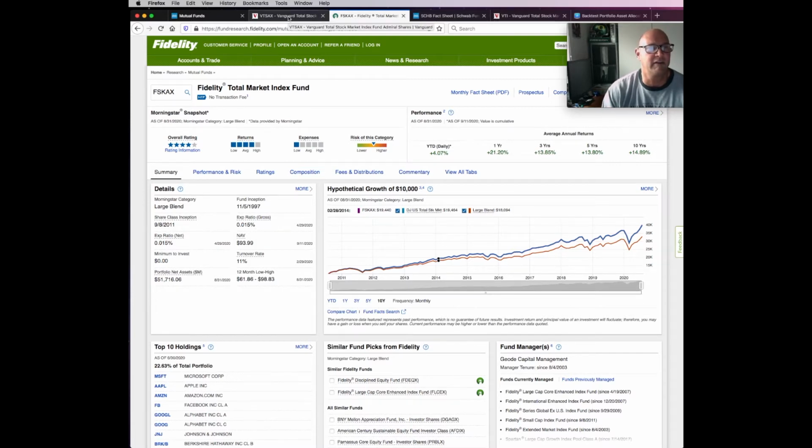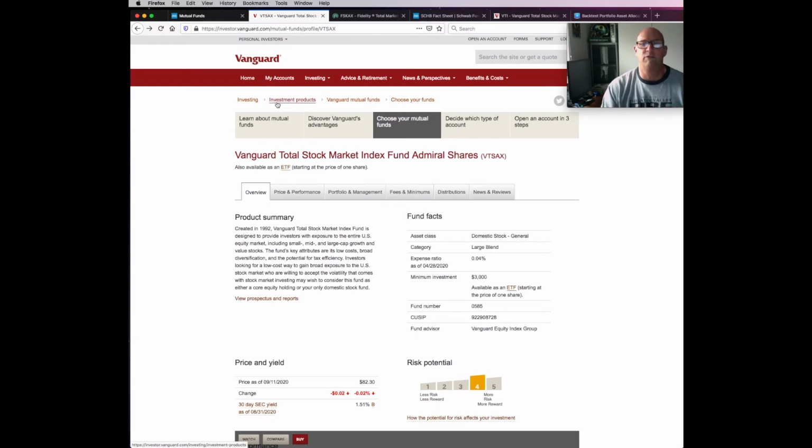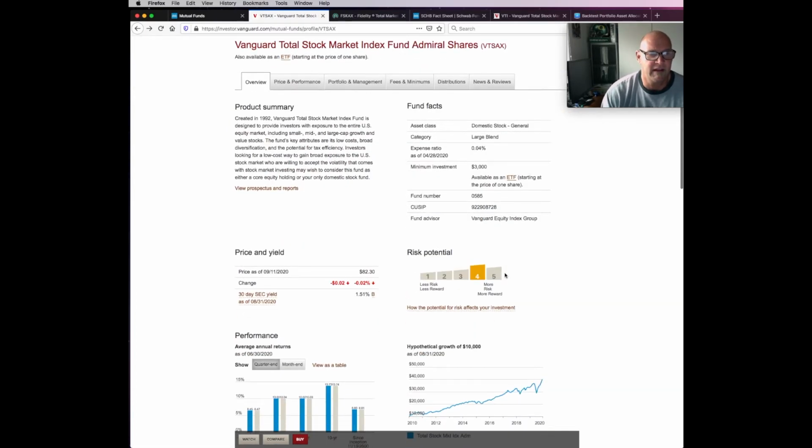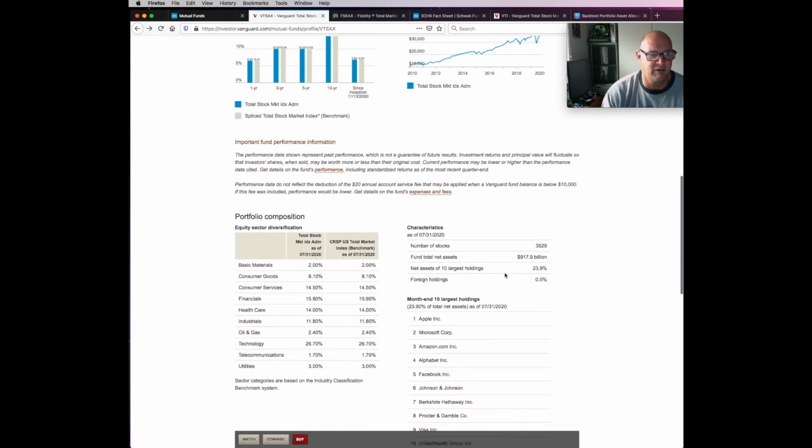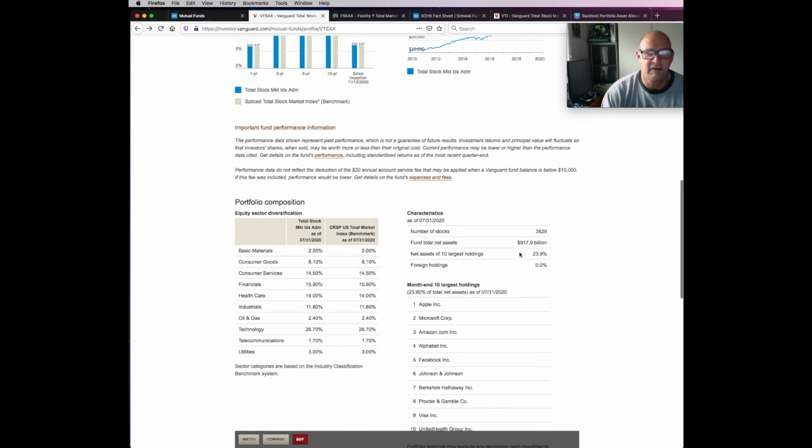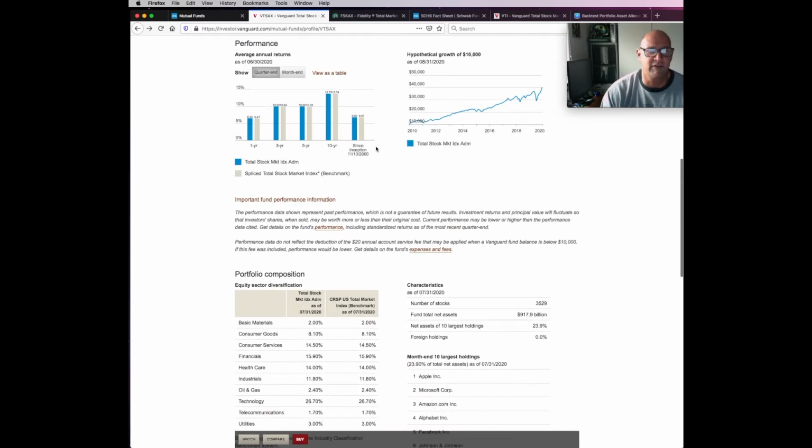So if we're looking at Vanguard, of course, this is one most people know because it's pretty famous out there, and that's called VTSAX, the Vanguard Total Stock Market Index. Now, one drawback is it does have a $3,000 minimum investment. It's got a low expense ratio of 0.04%. And as you can see, if we scroll down, it has a total of 3,529 companies or individual stocks. These are total U.S. stock market, you guys.